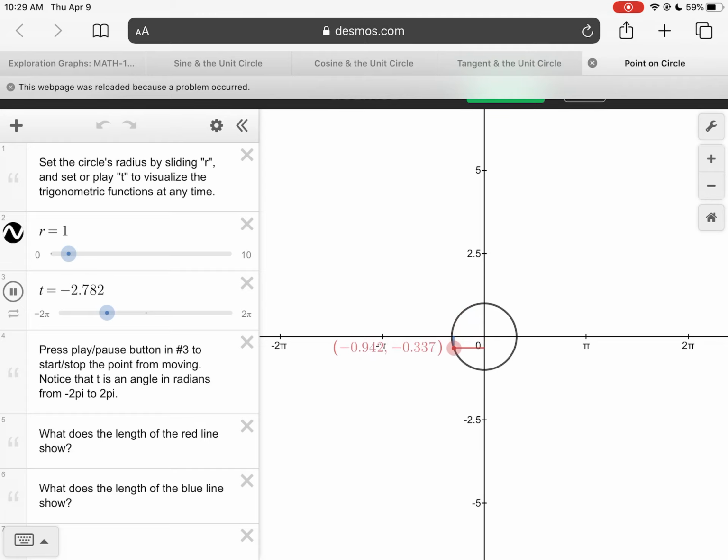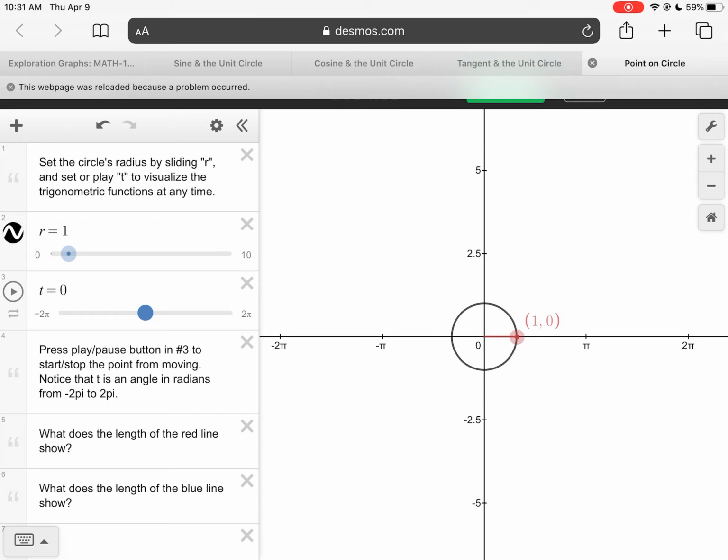You'll see that on the graph there's a circle with a point moving around it. You'll notice there's a blue line and a red line, and the coordinates keep changing. If I press pause here... for some reason it's not wanting to let me pause it. There we go. You can see t. Actually, I'm going to drag it back to 0.